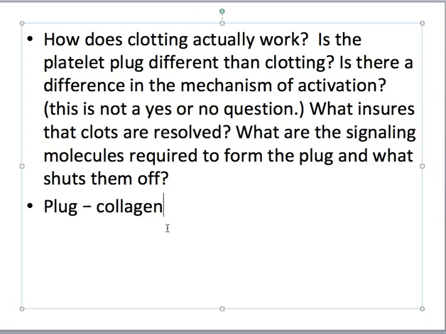How does clotting actually work? Is a platelet plug different than clotting? Is there a difference in the mechanism of activation? Obviously, you know that this is not a simple yes or no question to be answered. What ensures that clots are resolved? And what are the signaling molecules required to form that plug, and what shuts them off? This could take us quite a while to answer, but I want to start at the plug itself, because remember, plugs were mainly discussed with the presence of collagen.